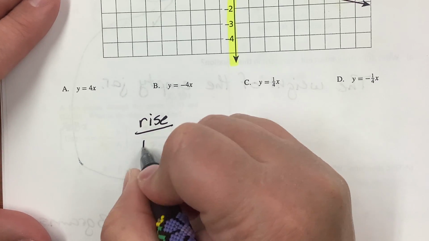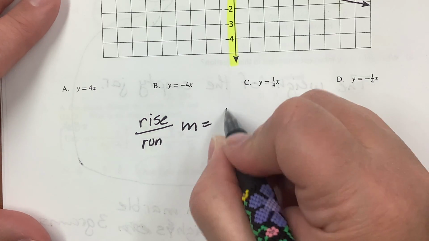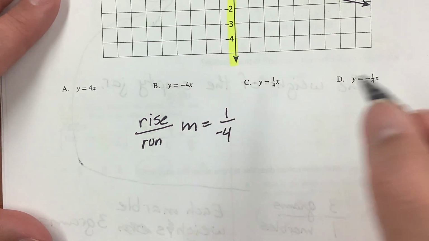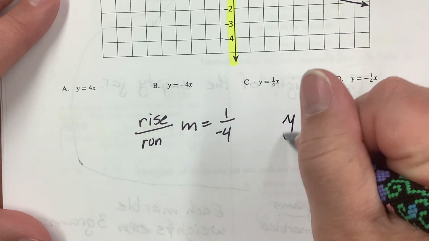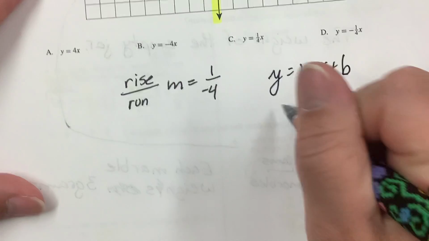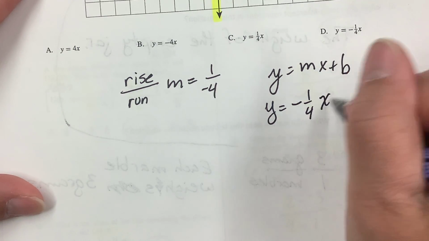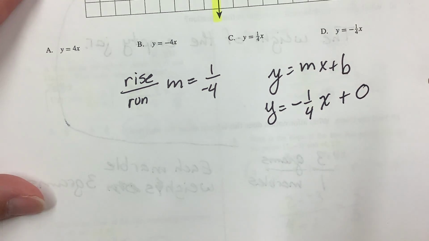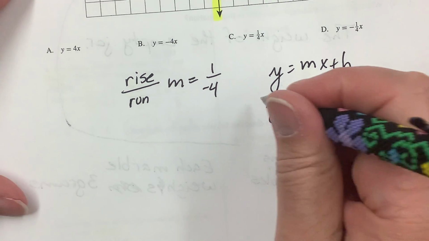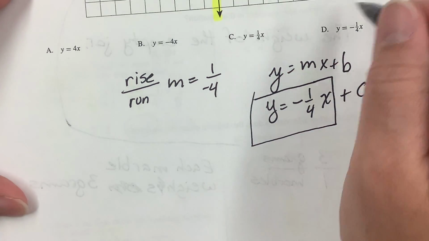M equals 1 over negative 4. So here we go. Y equals mx plus b. Y equals negative 1/4 x plus 0. But adding 0 doesn't really change it. So that is actually my whole equation, which is D.